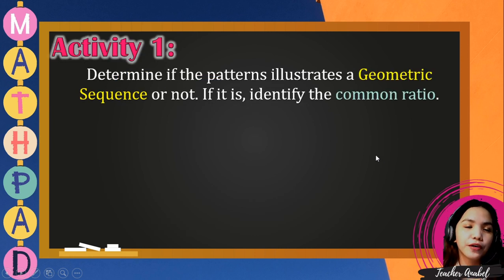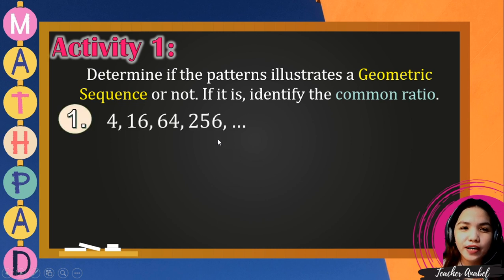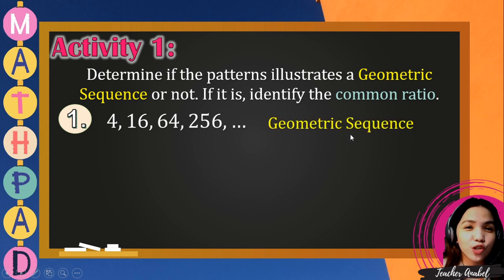Now, for our first activity, we're going to determine if the given patterns illustrate a geometric sequence or not. If it is, identify the common ratio. First, we have 4, 16, 64, 256. Is it geometric sequence or not? Correct. This is a geometric sequence and our common ratio is 4.